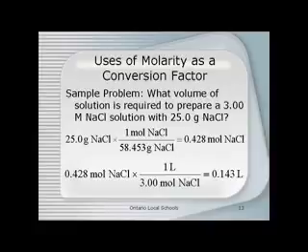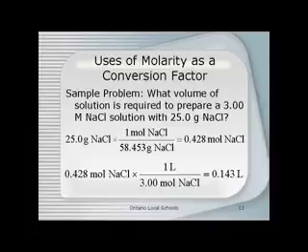So 25 grams of sodium chloride times 1 mole of sodium chloride over 58.453 grams of sodium chloride will get us 0.428 moles of sodium chloride. Now, I have my molarity. It's 3 moles per liter, and I have my moles of NaCl. So what I want to do is find the volume that I need to make in order to ensure that this is 3 moles per liter.